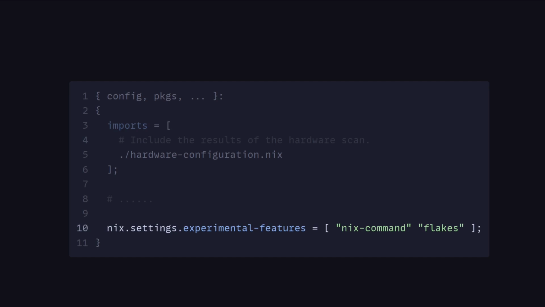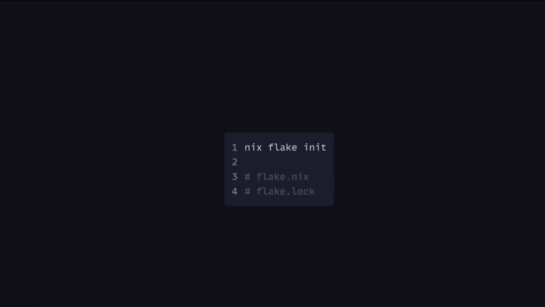Then rebuild your config as you normally would. Finally, go to the project that you want to lock the inputs of. So for example, if you've got a project where you are creating a dev shell and you want to lock the inputs, we could go there and run nix flake init, which will create a flake.nix file and a flake.lock file.